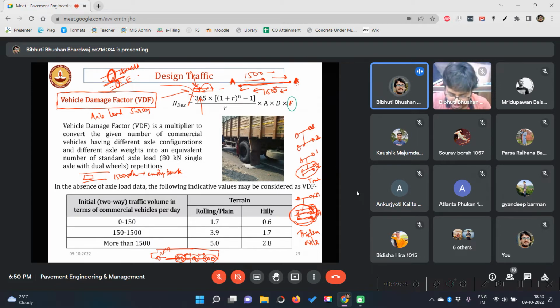So here it has two tandem axles, one tridem axle, and one front axle. Now these axles need to be weighed. We want to know what the weights of these axles are, because ultimately the weight will be transferred to the axle only, right?